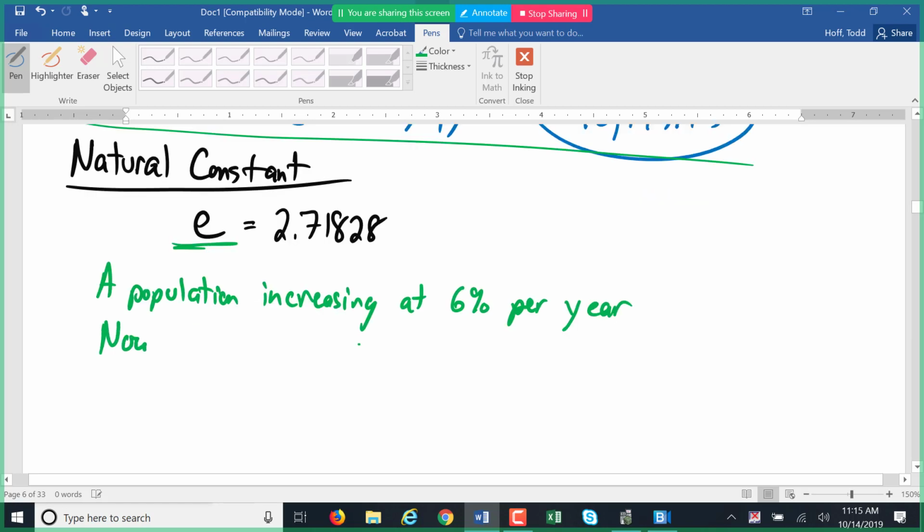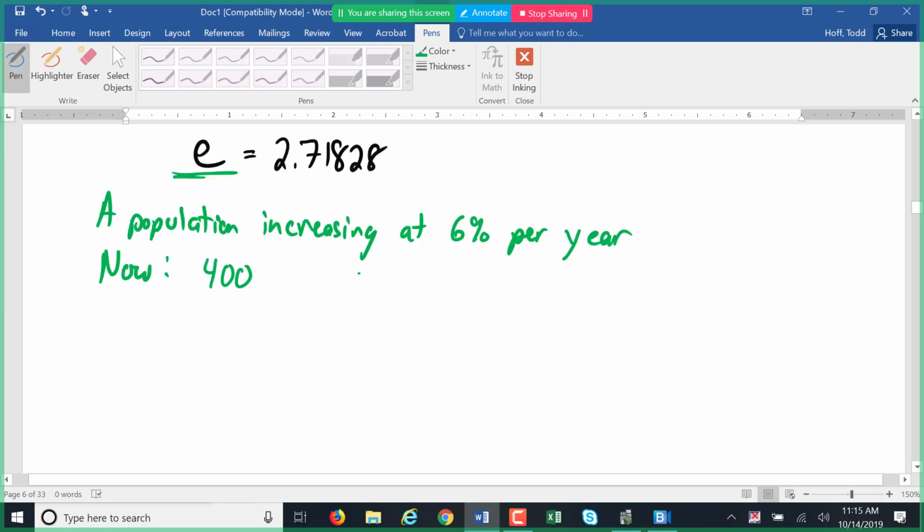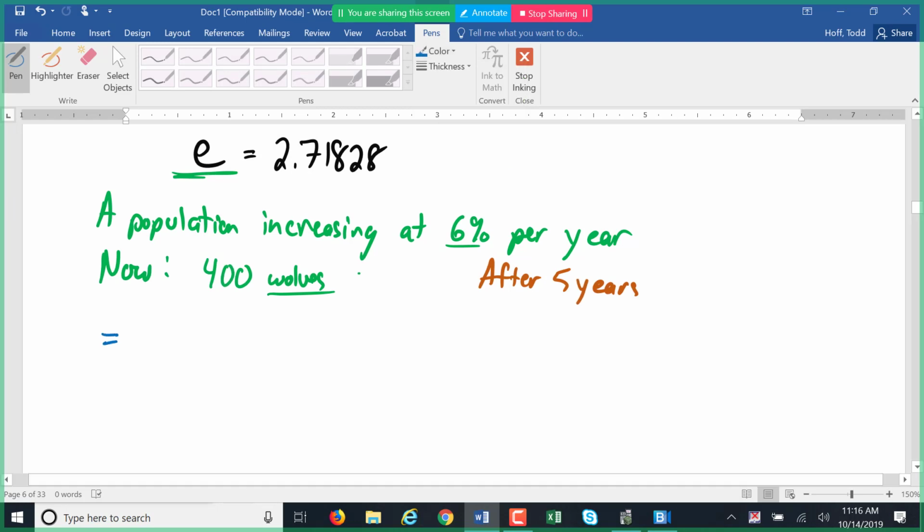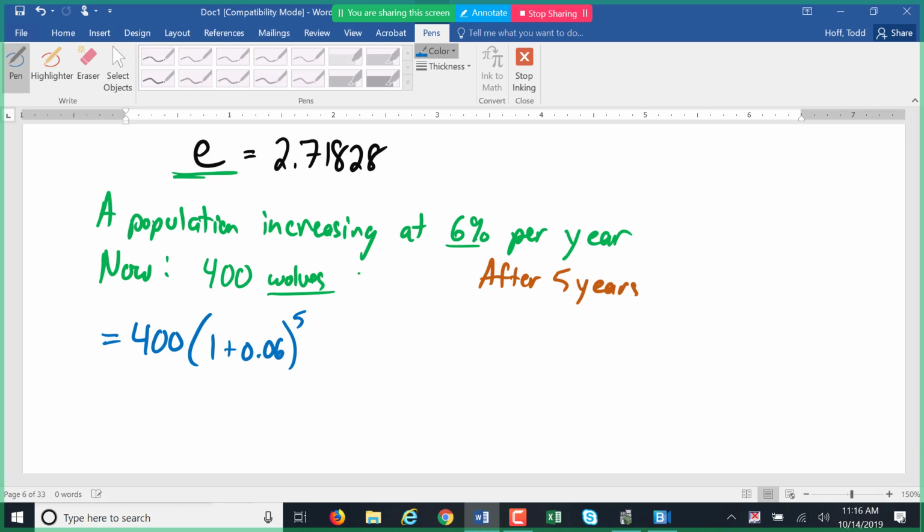Now it has a balance. Let's say there's 400 animals. So we're looking at a national forest where we have 400 wolves living in that national forest right now, and their population appears to be increasing at 6% per year. Let's look at after 5 years. We could do that discrete increase where that new amount is going to be the 400 times 1 plus 0.06, the 6% increase, to the power of 5. And that'll give us a good estimate.